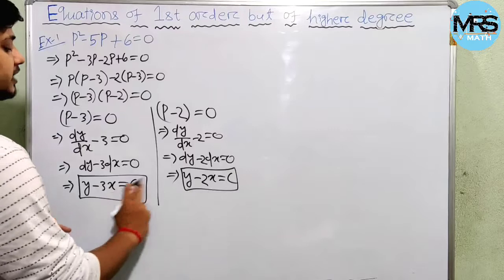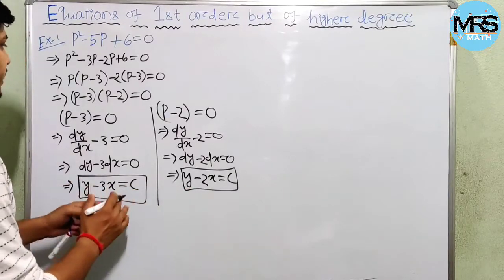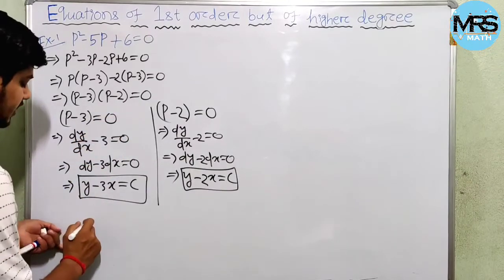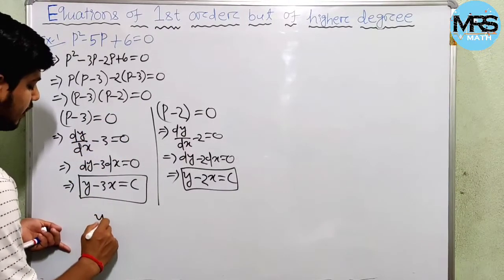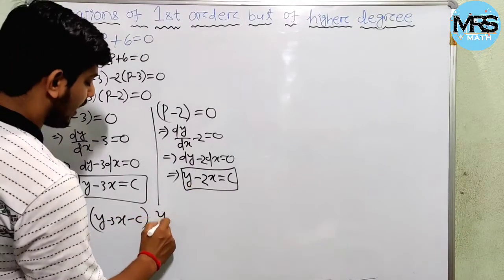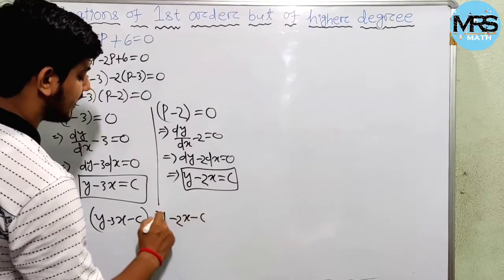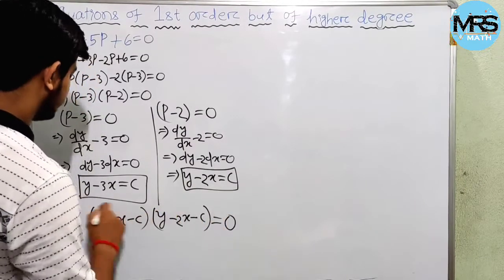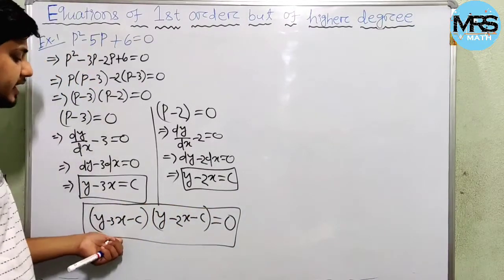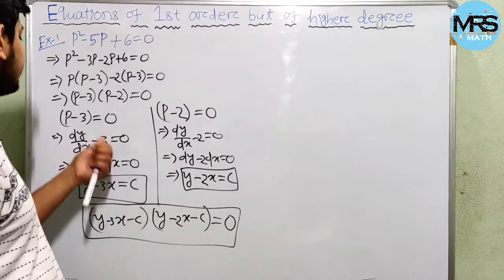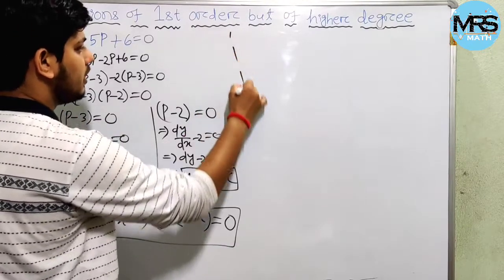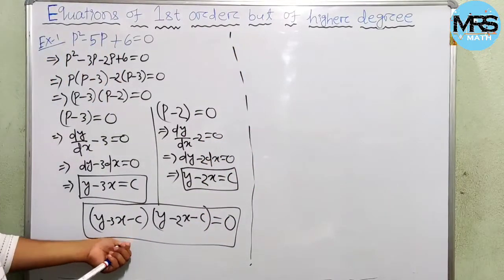Now these two solutions will combine together to get the solution for this differential equation. That means if you combine together, you will get (y minus 3x minus c) into (y minus 2x minus c) equal to 0. So this is a very small example I have taken, and I got the solution by separating p. Hope you understood. Now another example I will take.